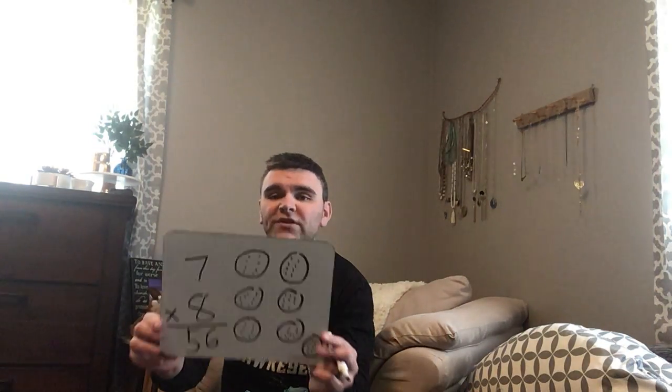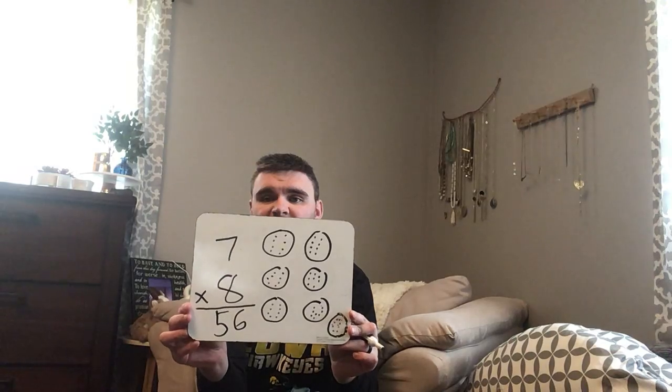1, 2, 3, 4, 5, 6, 7, 8, 9, 10, all the way up to 56. I count 56 dots. That must mean that my answer to 7 times 8 is 56.